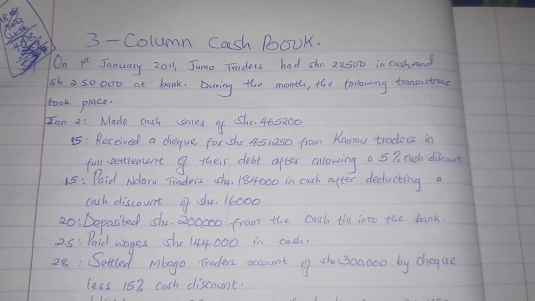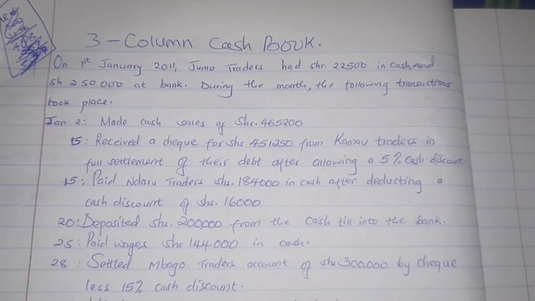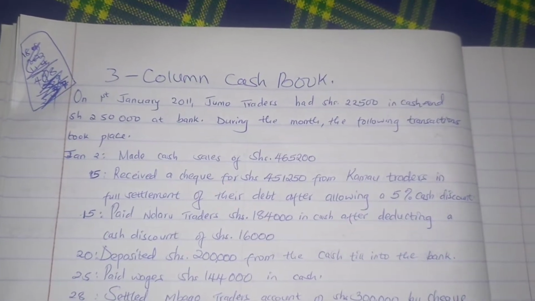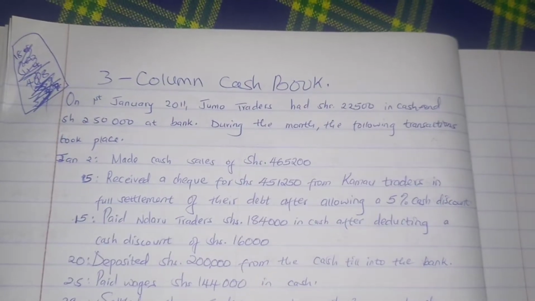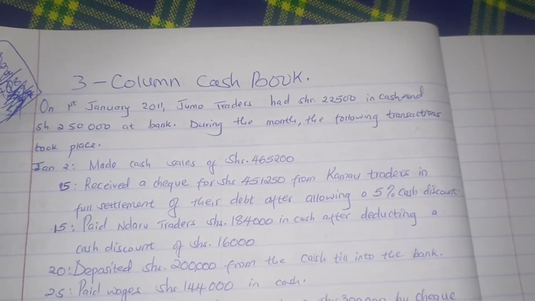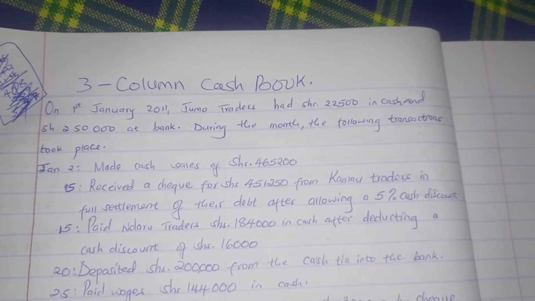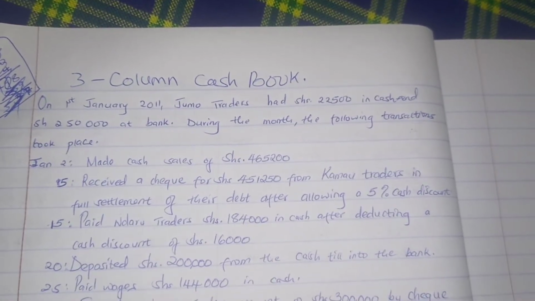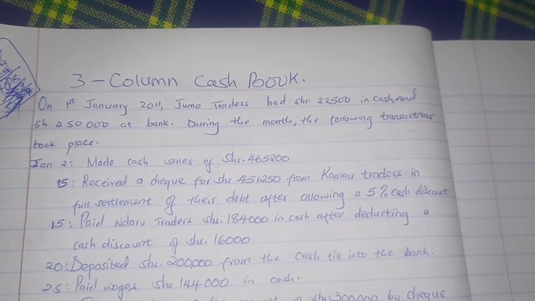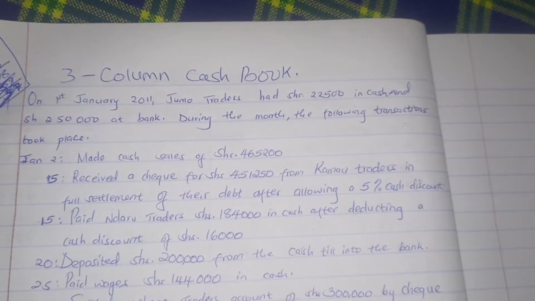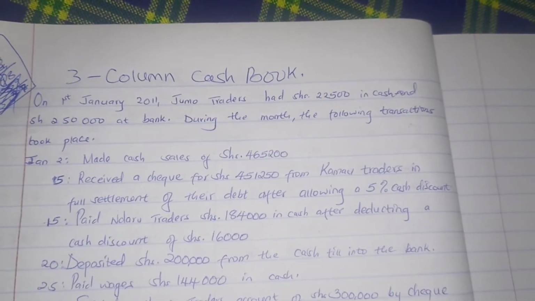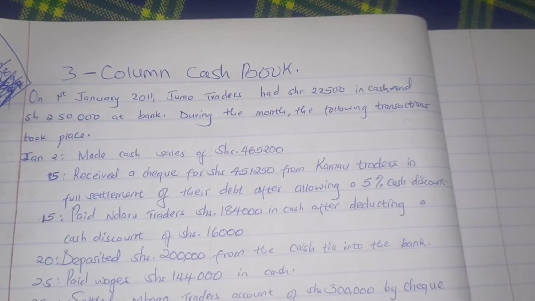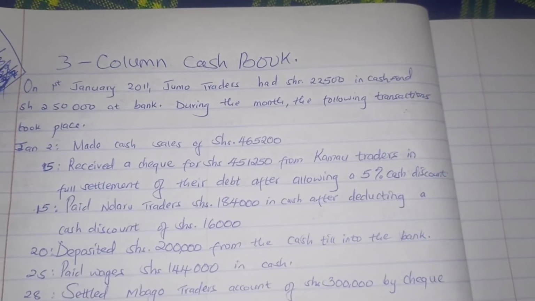So we have our question there that reads: on 1st January 2011, Jomo Traders had 22,500 shillings in cash and 250,000 shillings at bank. During the month, the following transactions took place. January 2nd, made cash sales of 465,200. On 5th, received a check of 451,250 from Kamau Traders in full settlement of their debt after allowing a 5% cash discount.